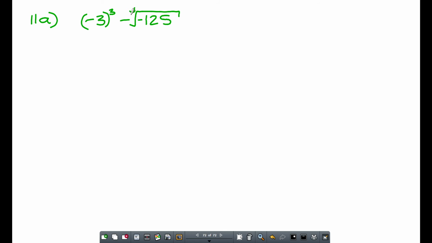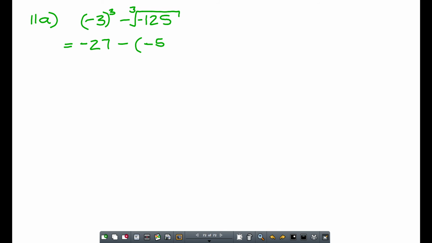Okay. So that to the power 3 applies to the negative and the 3. And negative 3 to the power 3 is actually positive. Oh, I'm lying. Negative, sorry. Negative 27. Then minus, and cube root of negative 125 will be negative 5.